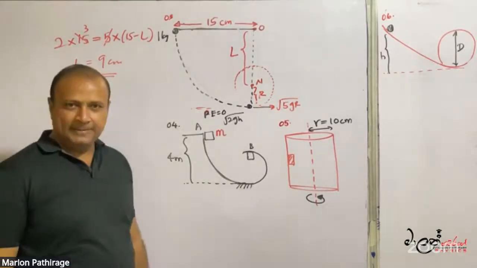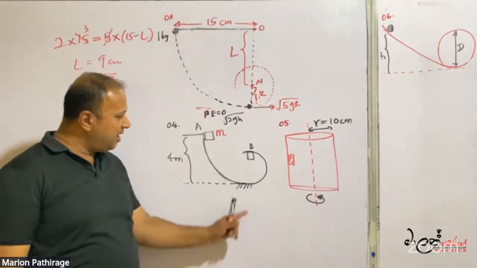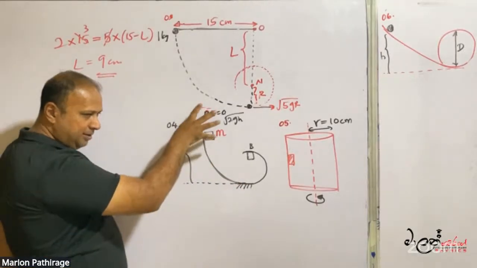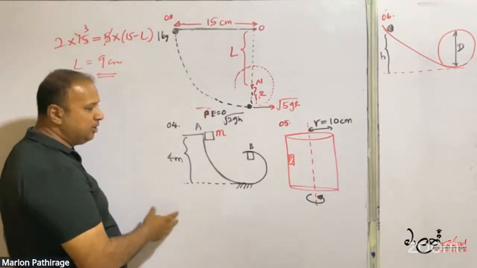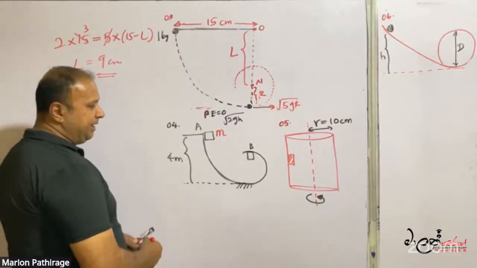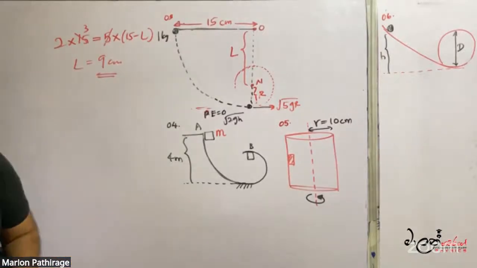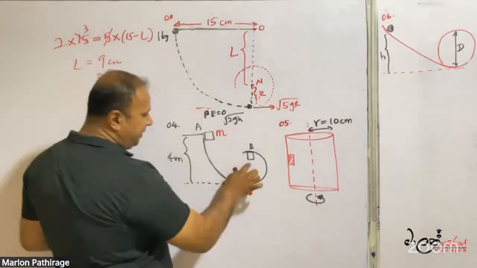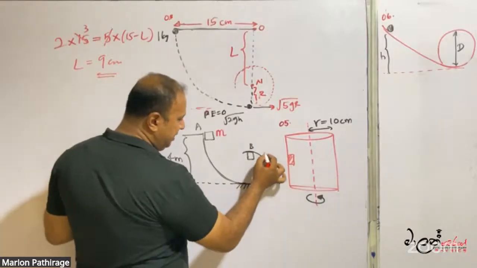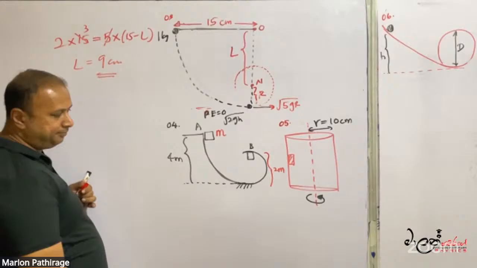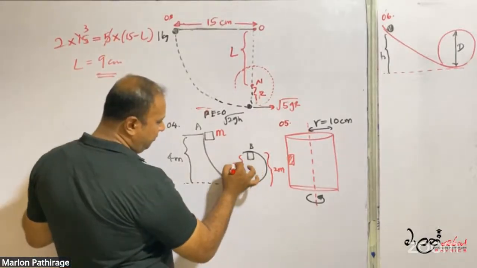Okay. Shall we do it? You are asked to determine, now there is an object like this. This object is released from this position. So this is a circular path. The diameter is 2 meter, so the radius is 1 meter.